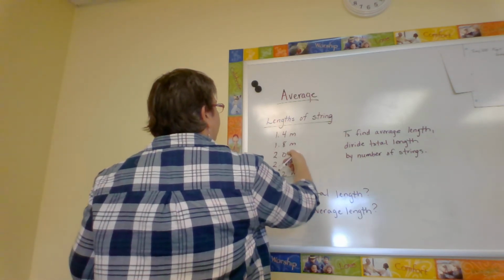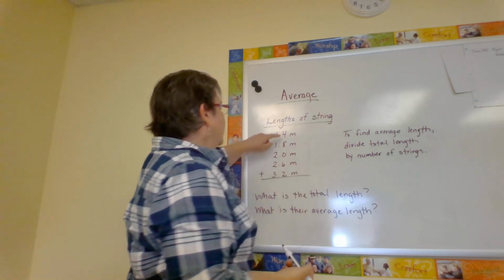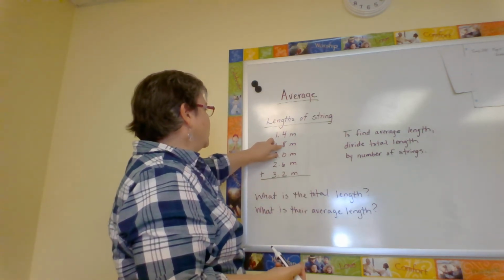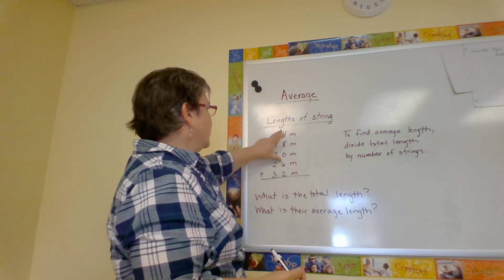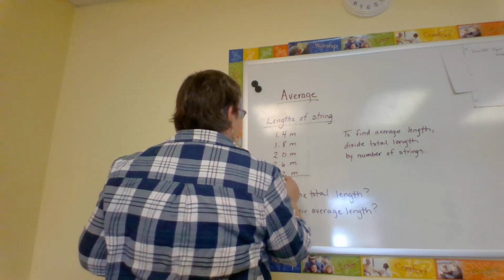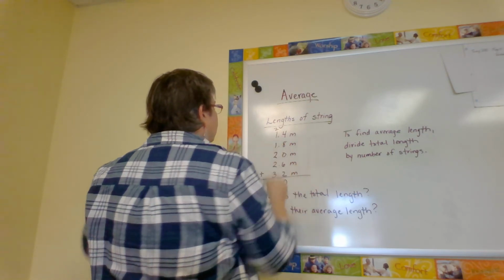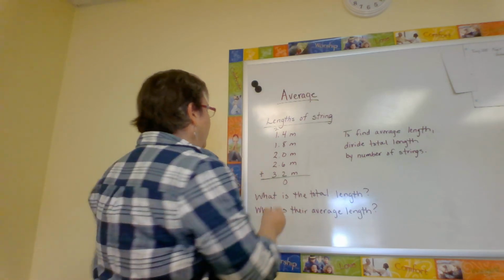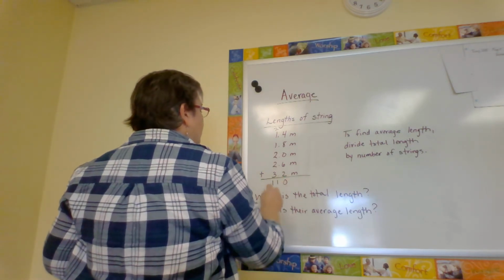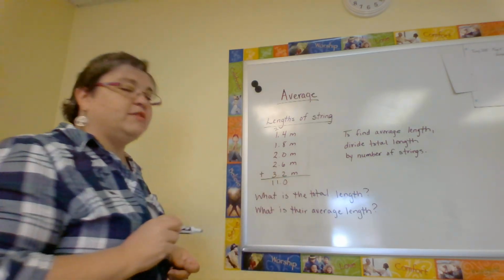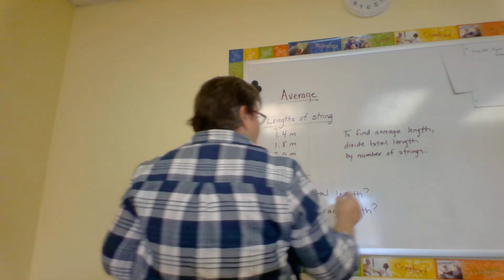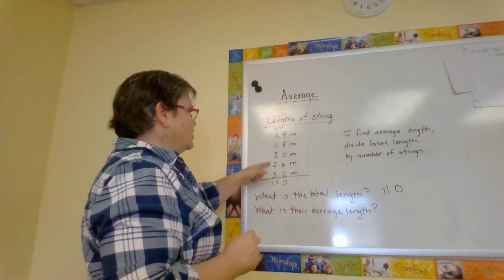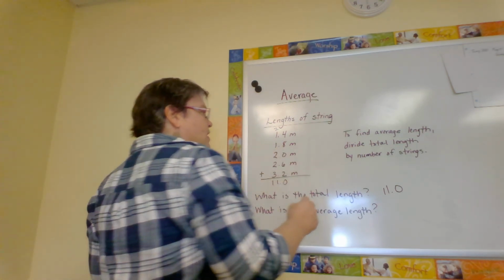Okay, let's add these together. All right, I'm going to look for tens. I know that 6 and 4 make 10, and then 8 would be 18. So if 8 and 2 make 10 and 6 and 4 make 10, 10 and 10 is 20. I'm going to carry my 2. I'm going to say 2, 3, 4, 5, 6, 7, 8, 9, 10, 11. So my total is 11.0. And I'm going to divide that by 1, 2, 3, 4, 5. I'm going to divide it by the number of strings.